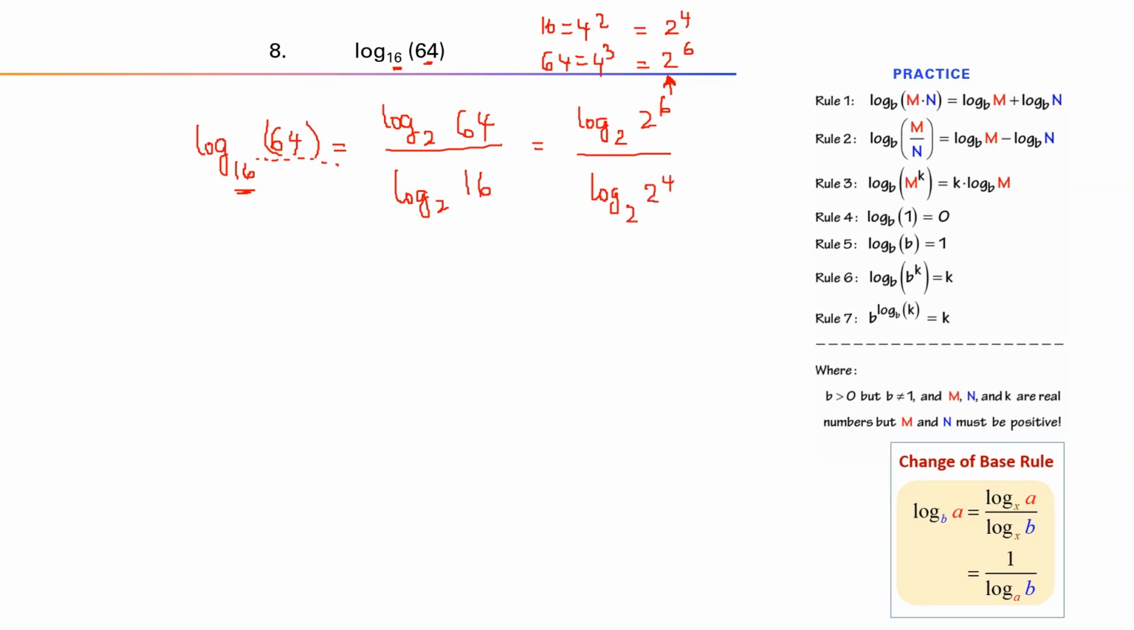Now what do we use? First we use the change of base rule. Then we use rule number 6. We have the same base, right? And we have power. So that equals 6 over 4. And 6 over 4 we simplify to 3 over 2.